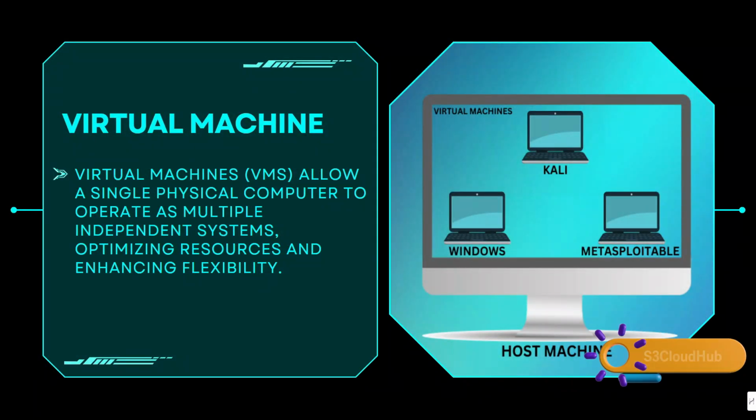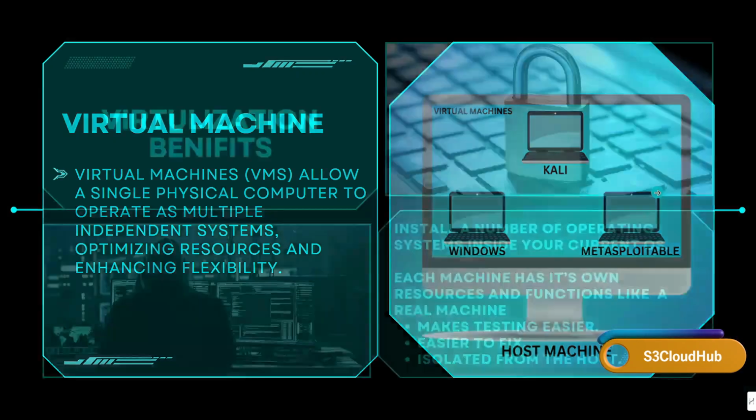Virtual machines. One of the best ways to set up your hacking lab is by using virtual machines, or VMs. Virtual machines allow a single physical computer to run multiple operating systems simultaneously. This means you can simulate different operating systems like Windows, Linux, etc. Next, we will look at the key benefits of using virtual machines.